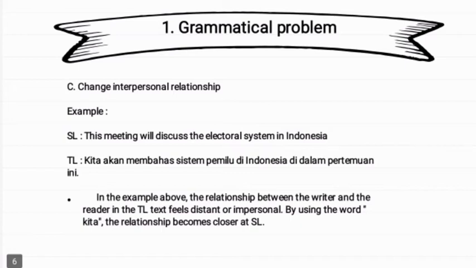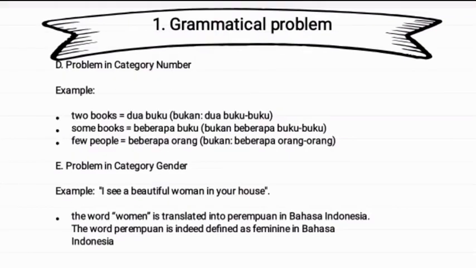Change of interpersonal relationship. Example: this meeting will discuss the electoral system in Indonesia. Kita akan membahas sistem pemilu di Indonesia dalam pertemuan ini. In the example above, the relationship between the speaker and the audience is tactile, distant, or impersonal. By using the word kita, the relationship becomes close. Next, problem in categories number.